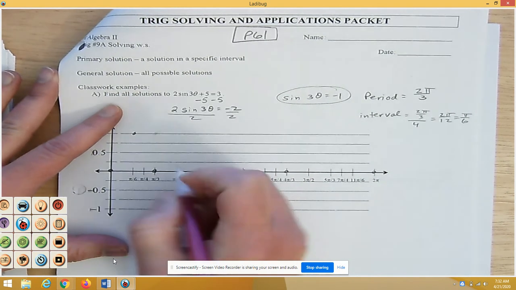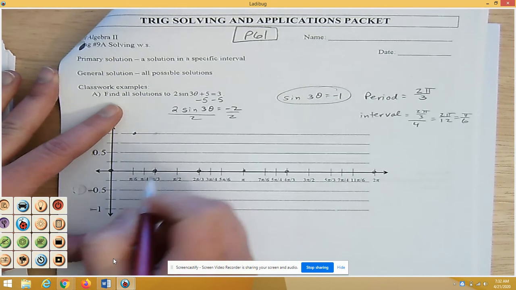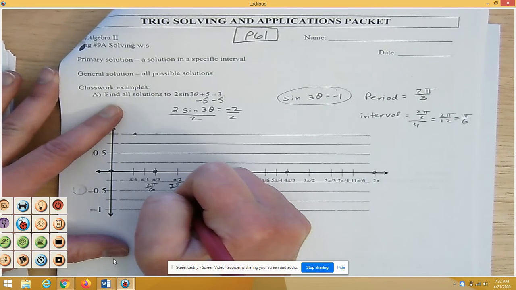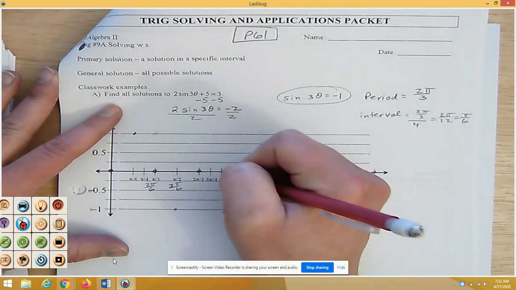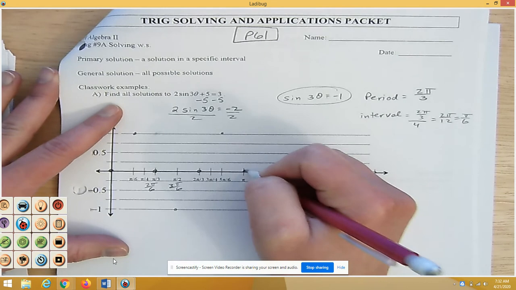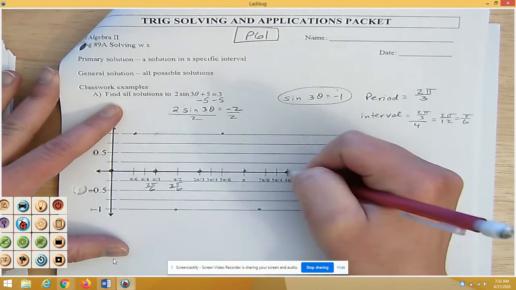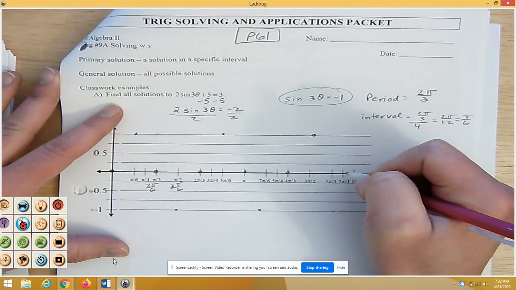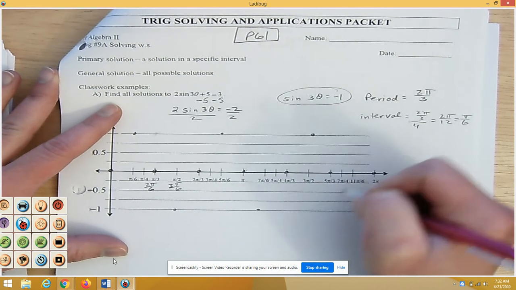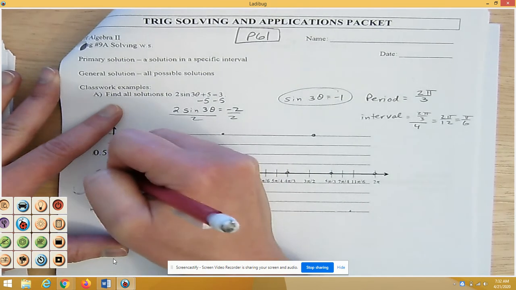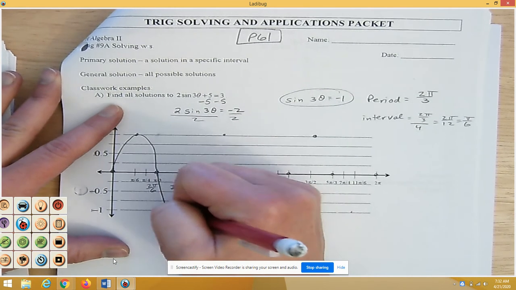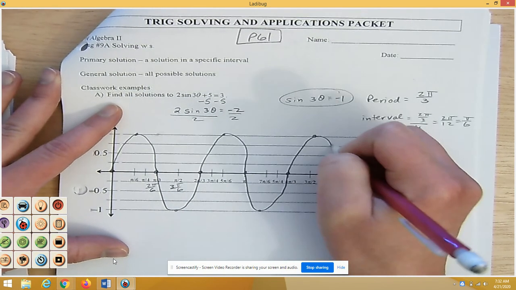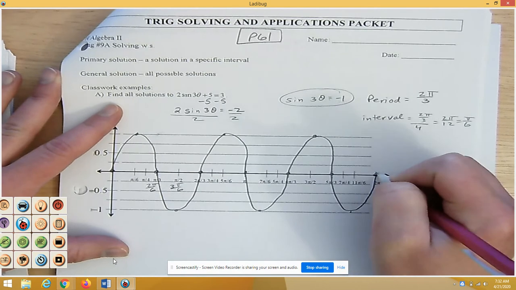So that's where this is going to be pi over 6, 2 pi over 6, 3 pi over 6. Down here, 4 pi over 6, 5 pi over 6, 6 pi over 6, 7 pi over 6, 8 pi over 6, 9 pi over 6, which reduces, 10 pi over 6, and then 11 pi over 6. And you can kind of get your waves there. So here we go. All right, so that's what the graph looks like.